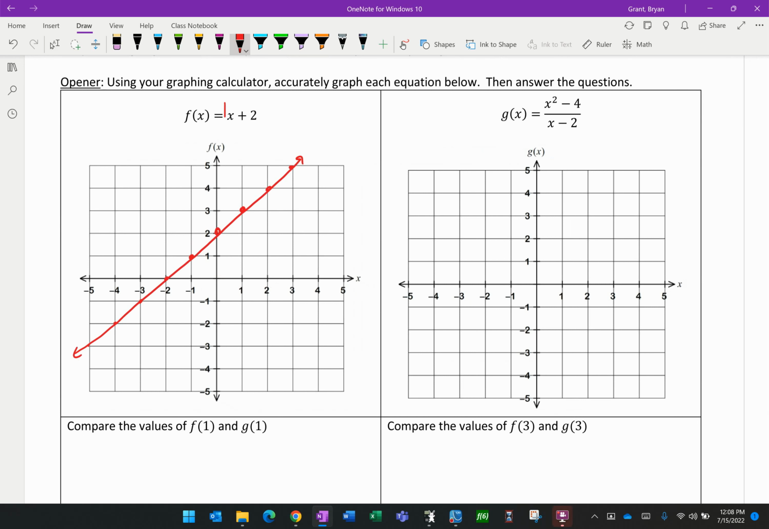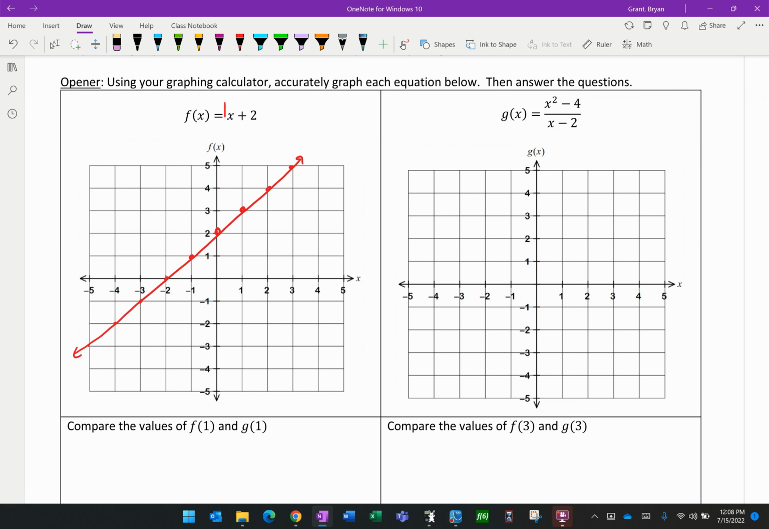Now, the second problem might have stumped you a little bit more. This is known as a rational equation. Rational, right? The root of that being ratio. A rational equation is a ratio, generally of polynomials to each other. So we have a parabola being divided by a line. And the question is, what does the graph look like?